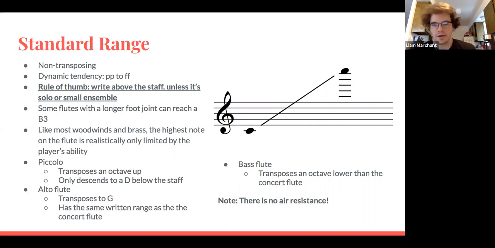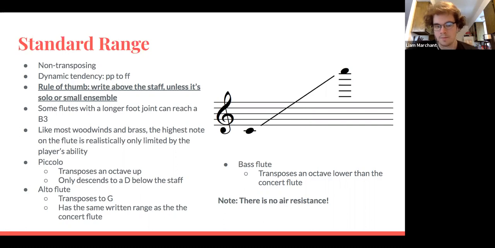Another thing to note is that the piccolo transposes an octave up from the written range of the regular concert flute. Another thing about the piccolo is that the low range of it is only going to descend to a D, so it won't go to that C4 below the staff, or I guess a C5 since it transposes up the octave.